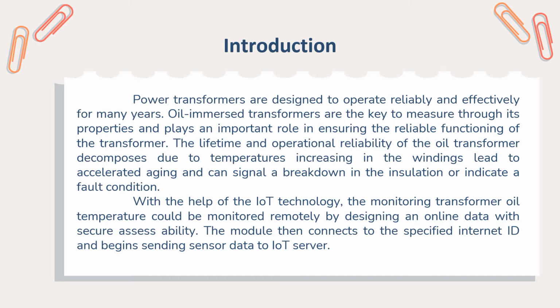function of the transformer. The lifetime and operational reliability of the oil transformer decomposes due to temperature increasing in the winding, which leads to accelerated aging and can signal a breakdown in insulation or indicate a fault condition. With the help of IoT technology, the transformer oil temperature could be monitored remotely by designing an online data system with secure accessibility. The module then connects to the specific Ethernet ID to begin sending sensor data to the IoT server.